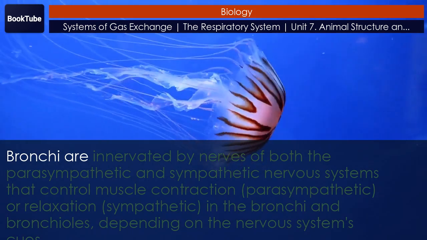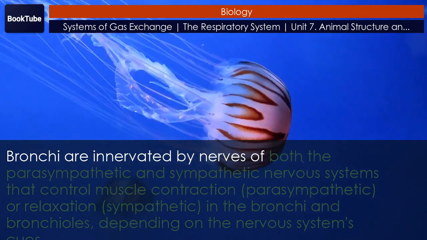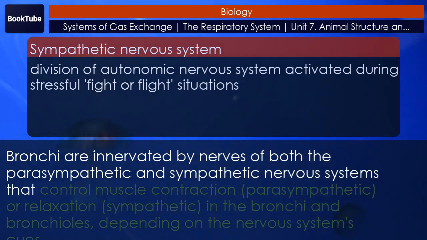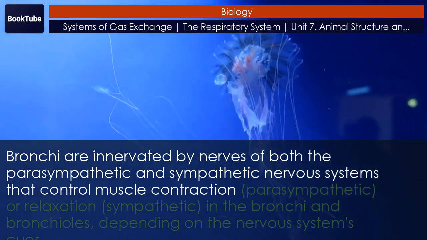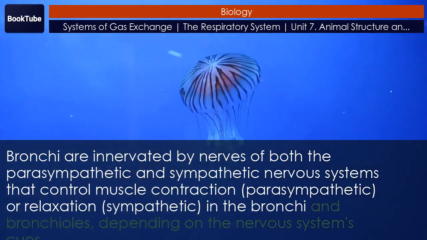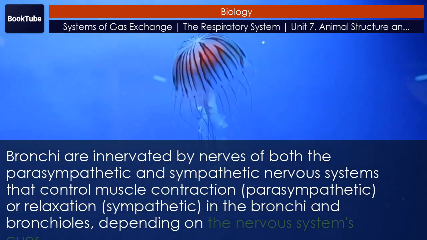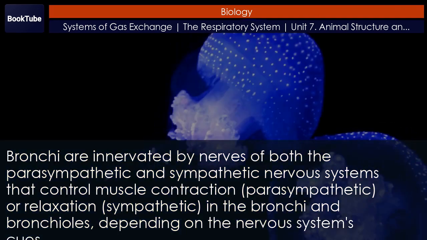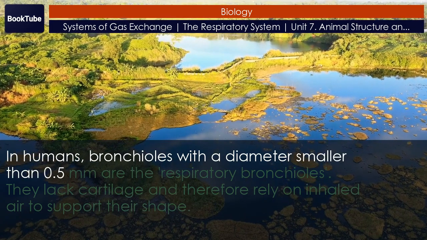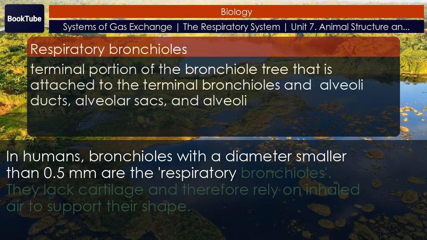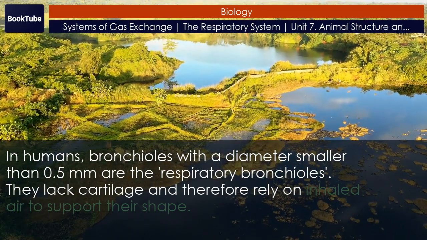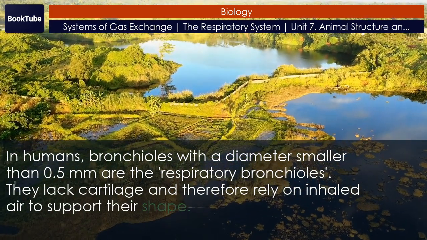Bronchi are innervated by nerves of both the parasympathetic and sympathetic nervous systems that control muscle contraction (parasympathetic) or relaxation (sympathetic) in the bronchi and bronchioles, depending on the nervous system's cues. In humans, bronchioles with a diameter smaller than 0.5 mm are the respiratory bronchioles. They lack cartilage and therefore rely on inhaled air to support their shape.